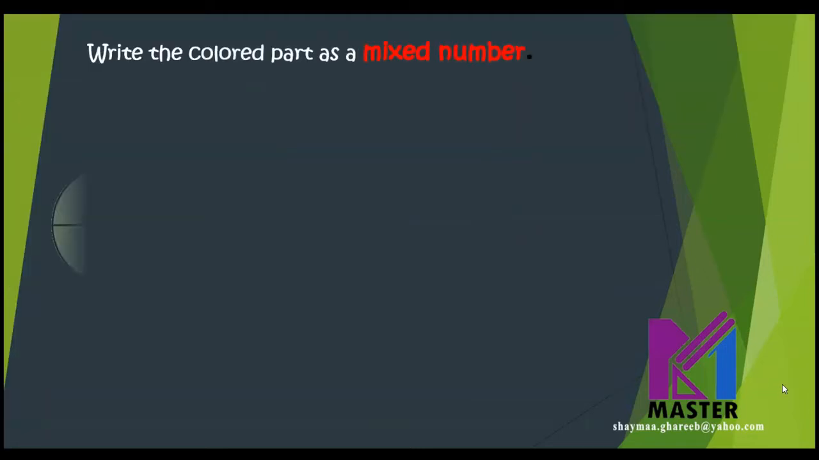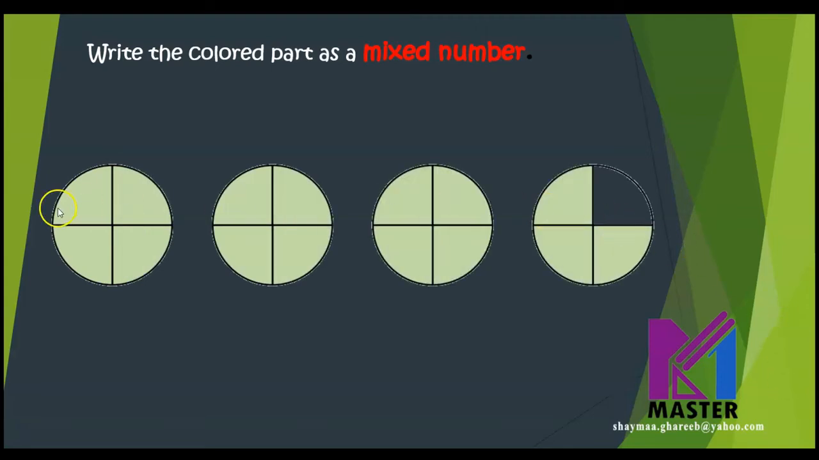Write the colored part as a mixed number. We have colored parts here, and the question wants you to write it as a mixed number. First, we said the mixed number is formed from 2 parts, a whole number and a fraction. So first, what do you think? This is a whole shape, and this is another whole shape, another whole shape, and this is part of the shape. So first, let's start by counting the whole shapes. 1, 2, 3. So I have 3 whole shapes.